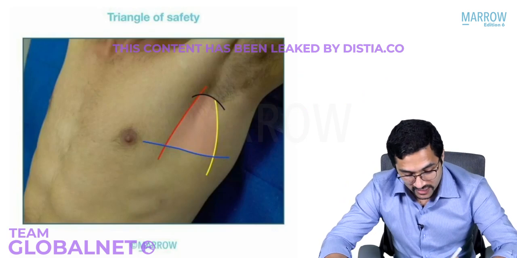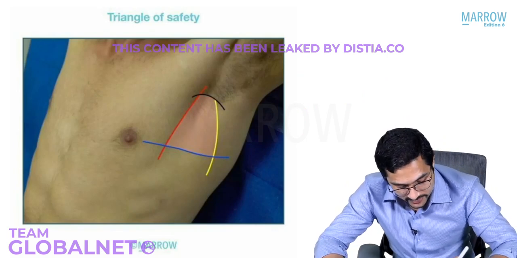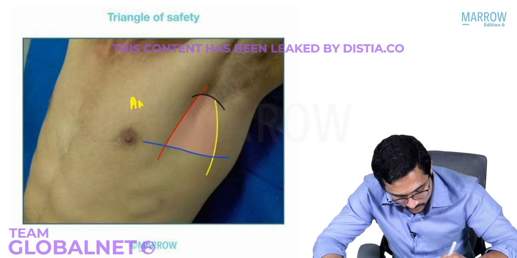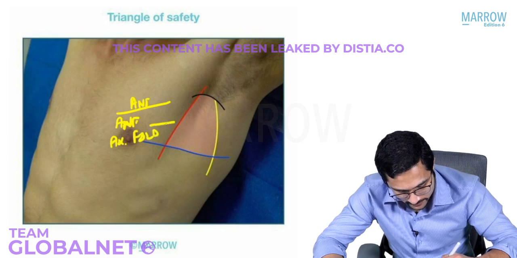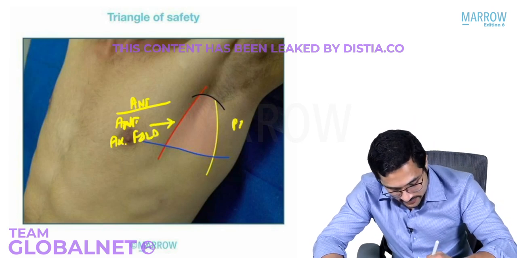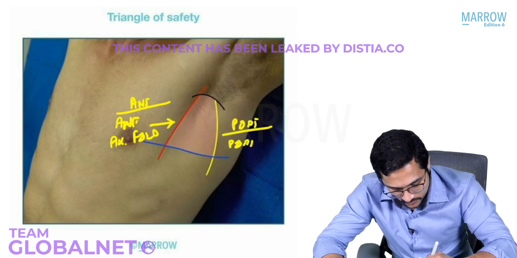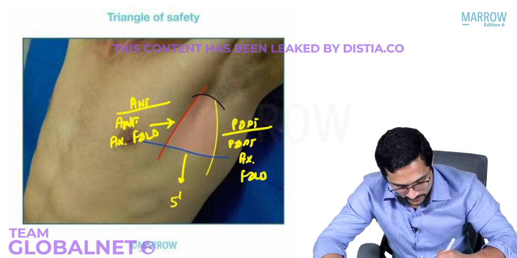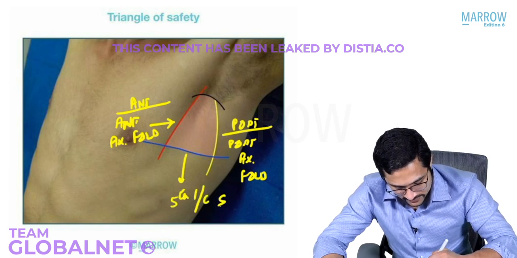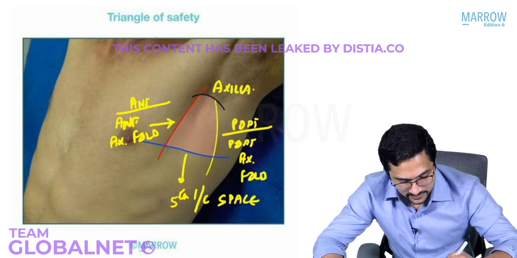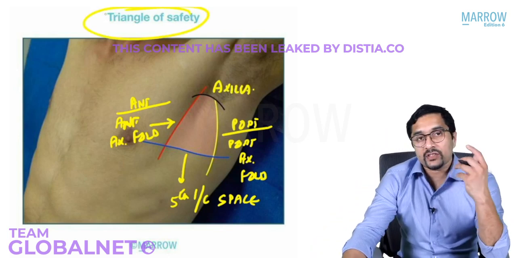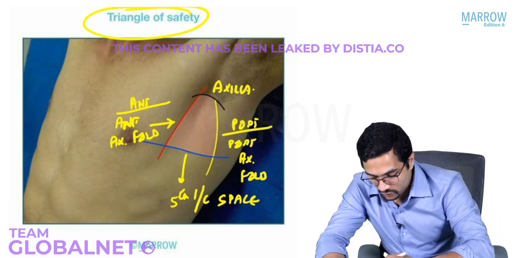Just to recapitulate, the triangle of safety is bounded anteriorly by the anterior axillary fold, which is formed by the pectoralis major. Posteriorly, you have the posterior axillary fold, which is formed by the latissimus dorsi. The base is formed by the fifth intercostal space. The apex is in the axilla. And this is our triangle of safety, which we've discussed in patients with thoracic trauma as well.